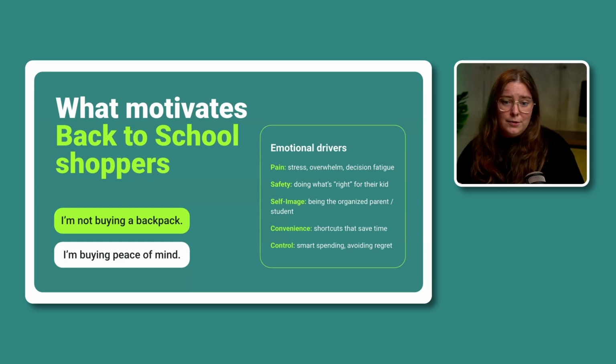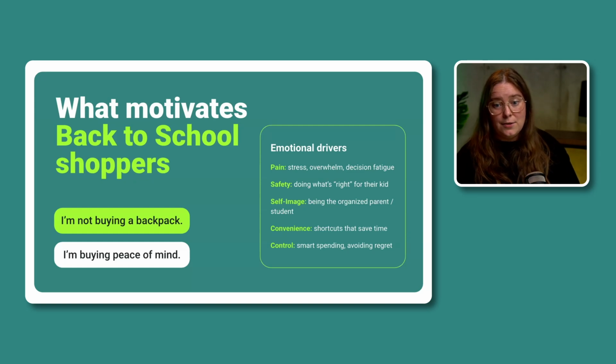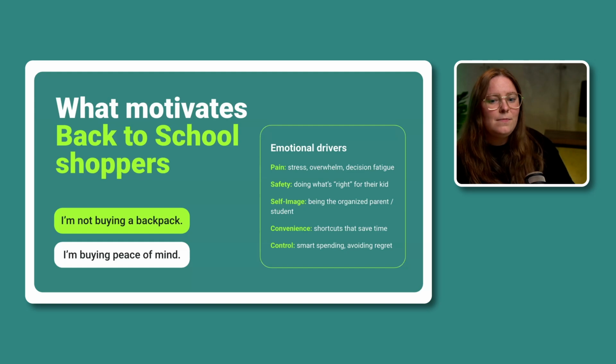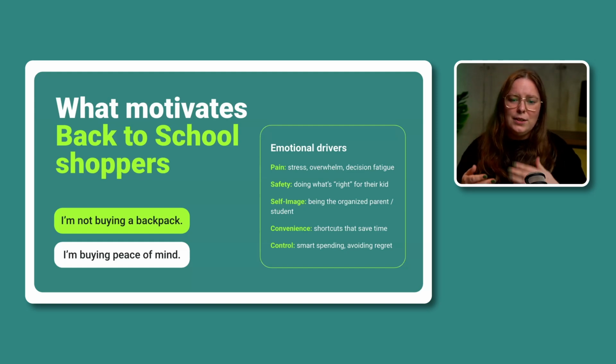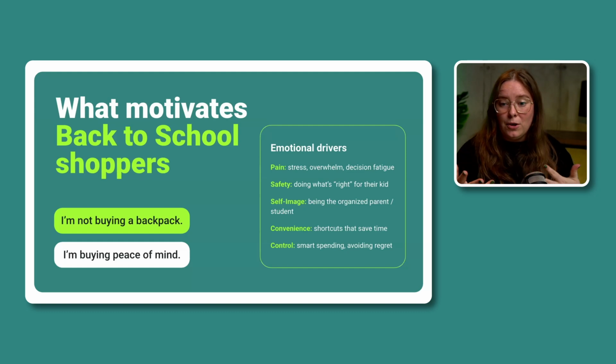And control. Especially in times of inflation and tight budgets, showing value and smart spending matters. So let them feel savvy, like they're avoiding chaos and overspending. So for example, it can sound like, get everything you need and nothing you don't. So really, what you should do is go one layer deeper when thinking about your audience's motivation. So what else besides a backpack are they buying? And then you speak to that.